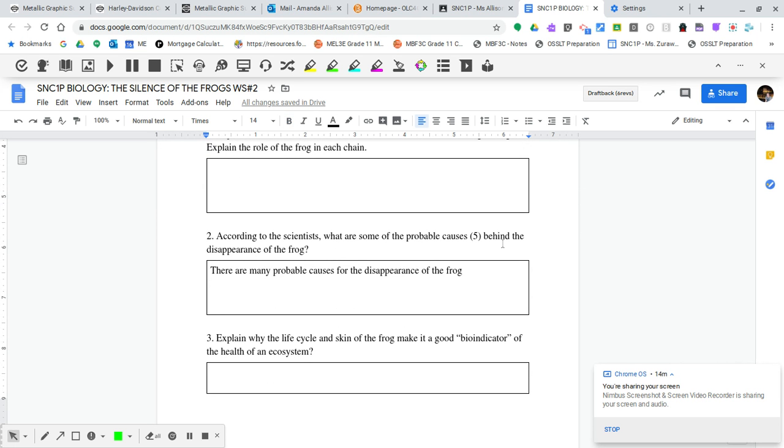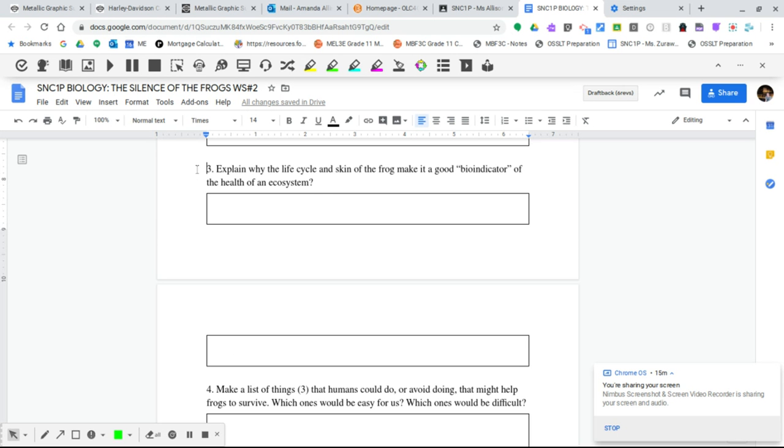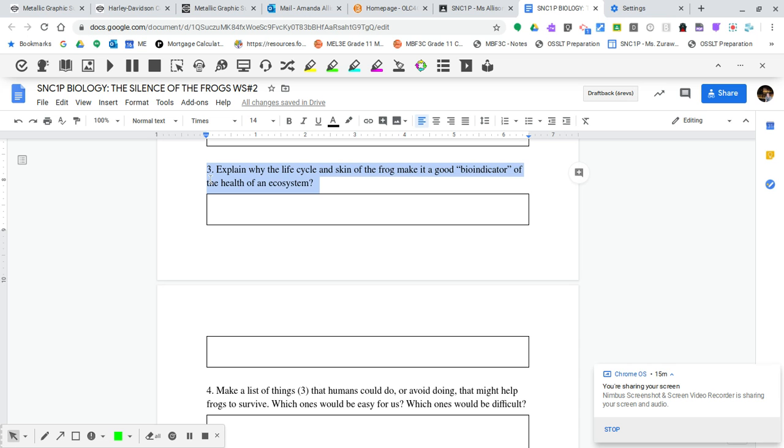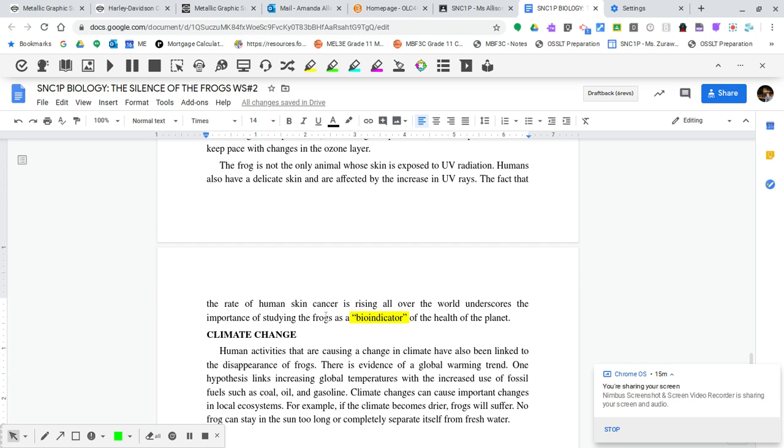So you should have the 5 causes, but also how it's impacting the frog. Okay. So number 3 is a little bit trickier. So number 3, explain why the life cycle and the skin of the frog make a good bioindicator of the health of an ecosystem.